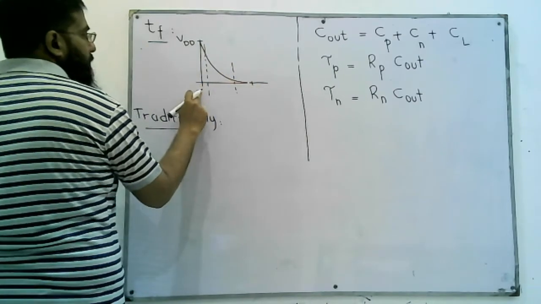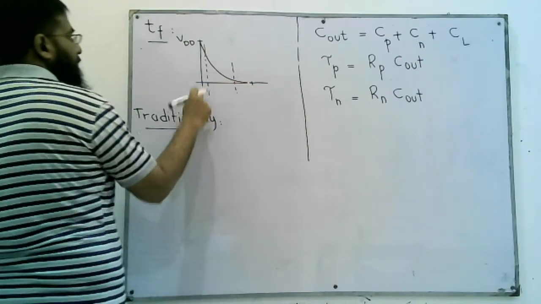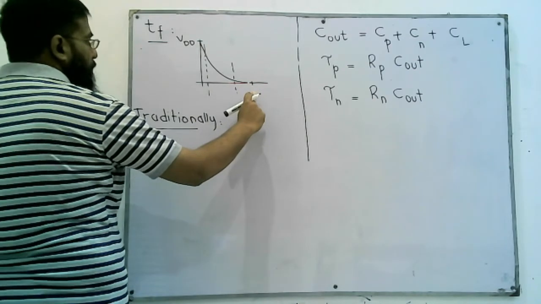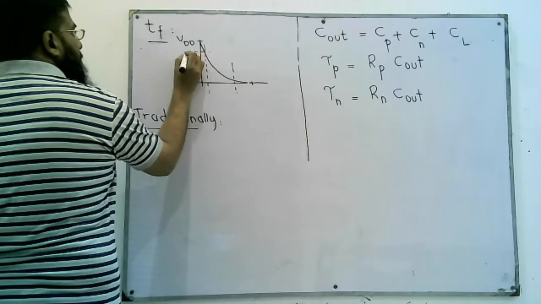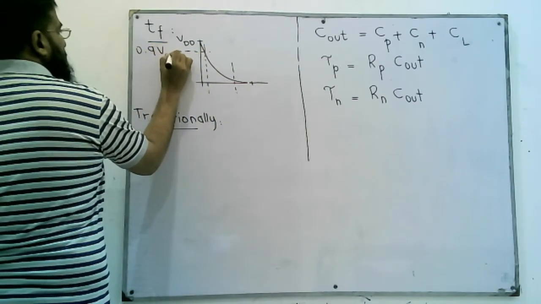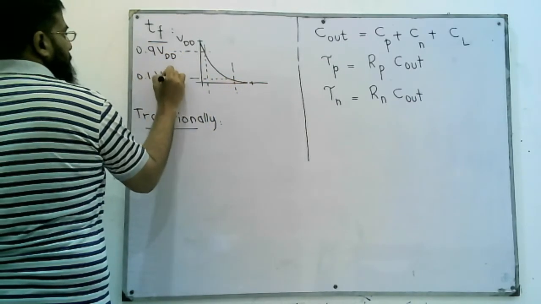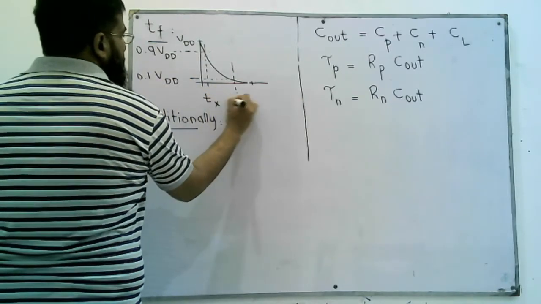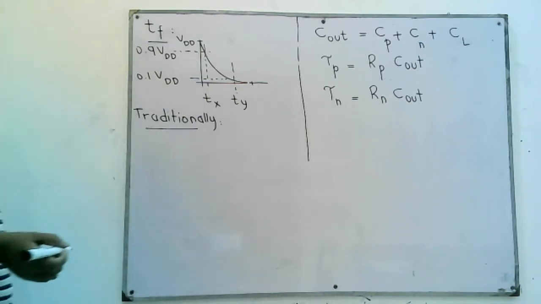Instead of measuring from VDD to the time when the output has fallen to 0, we take the time when the output is in fact 0.9, 90% of VDD, to the point where it is 10% of VDD. So we call these two points Tx and Ty on the x-axis, the time axis.